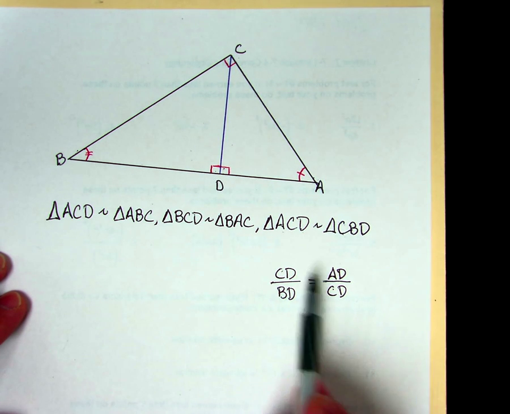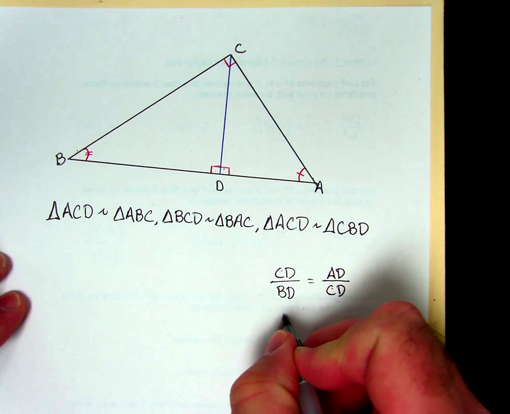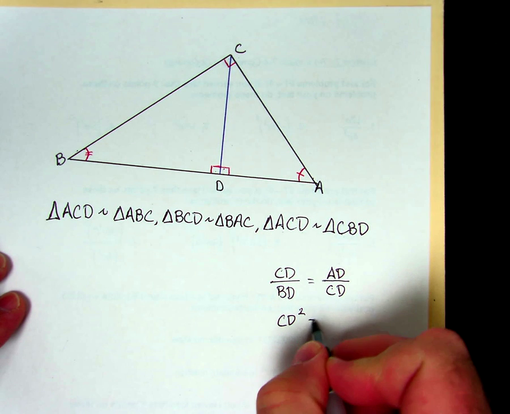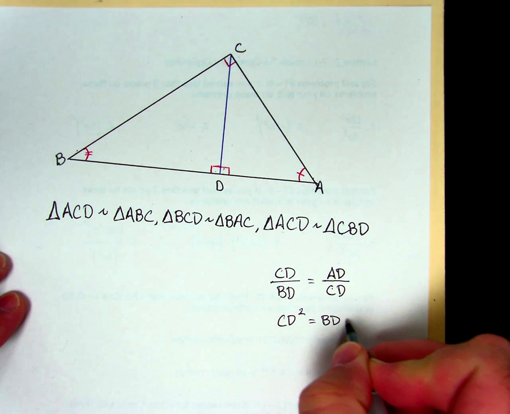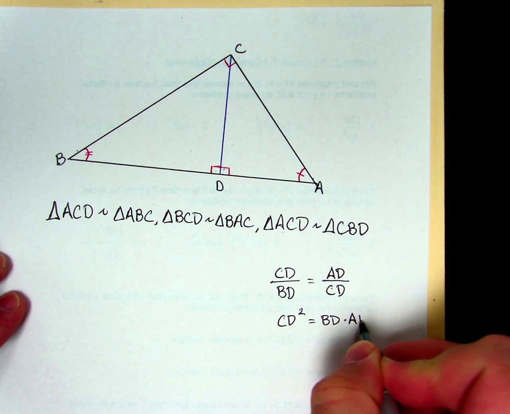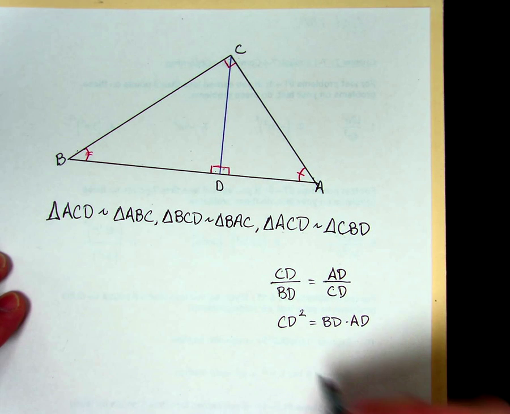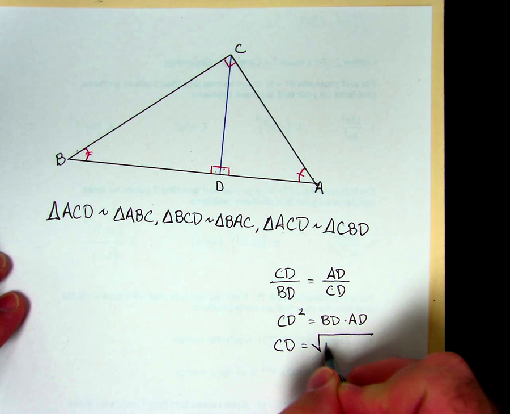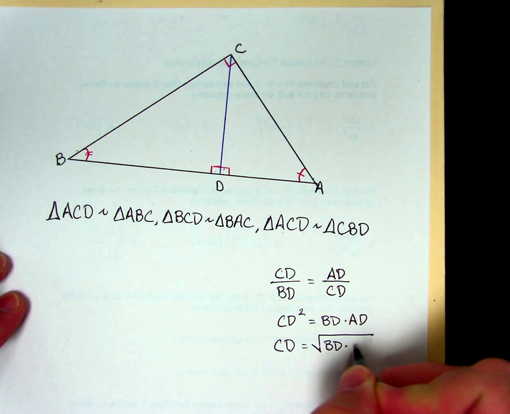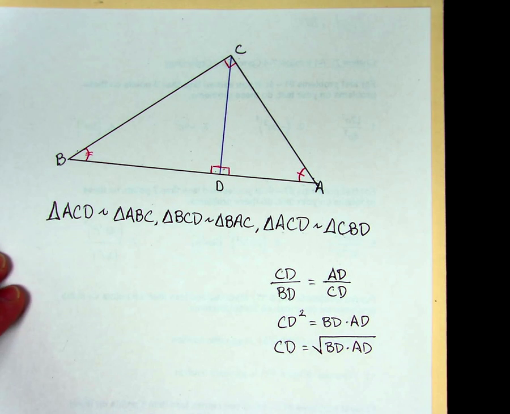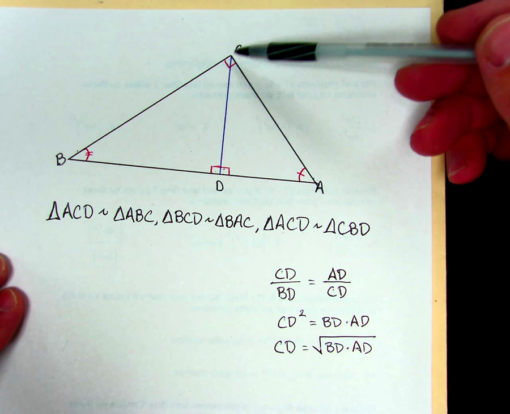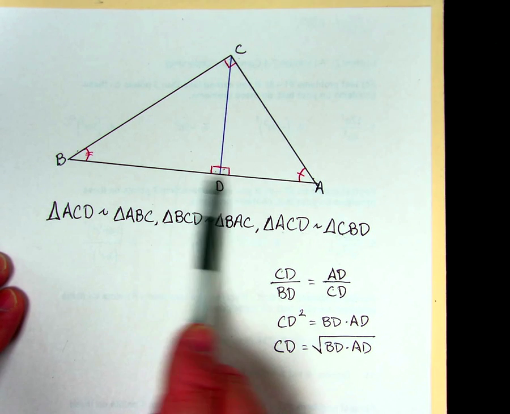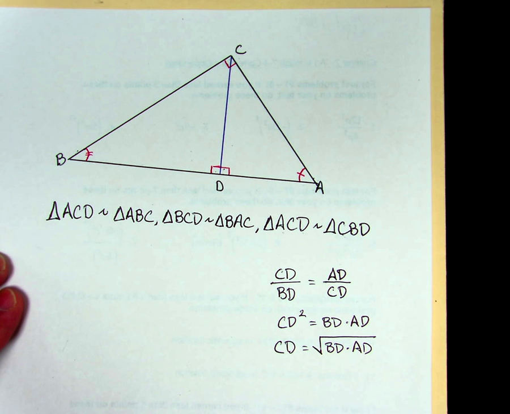Notice what happens when we do our cross products. CD times CD would be the distance from C to D squared. And here we have the distance from B to D times the distance from A to D. So the distance from C to D is the square root of the distance from B to D times the distance from A to D. In other words, that segment's length is the geometric mean between those two segments' lengths.